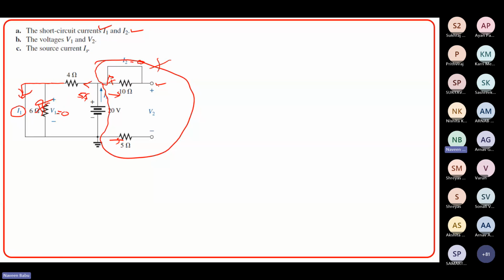Now, what is V2? V2, anybody? Can you tell me the answer? What is V2?